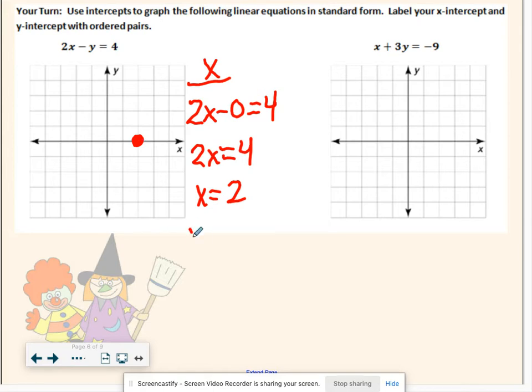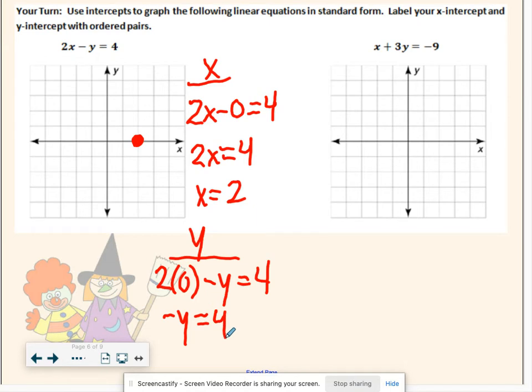Now let's find our y. Would it be 1 times 0, or does it really matter? So, oh yeah, 1 times 0, yes. Okay. Yep, does that make sense? Yeah. Plug in 0 for x. You actually have negative y equals 4. So what does y really equal?